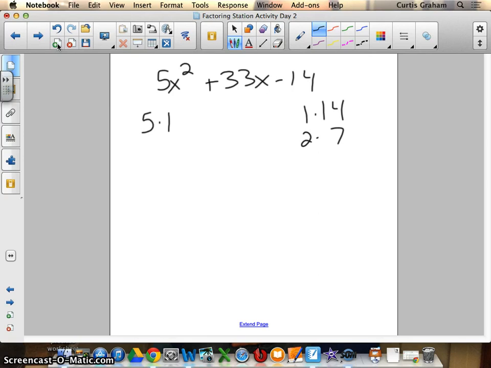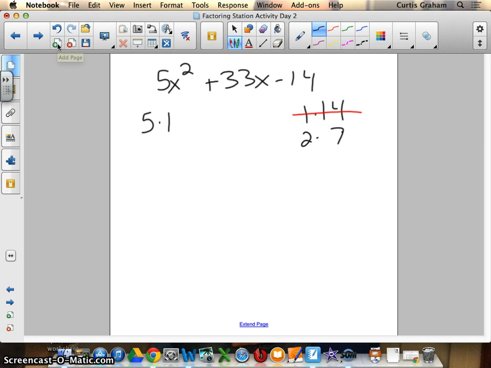Let's try 5 times 1 is 5. 1 times 14 is 14. 1 and 14 is 14. 5 and 1 is 5. 14 and 5, does that give you 33? Nope. So that one doesn't work. Let's try the next one. 5 times 2 is 10. 1 times 7 is 7. 10 and 7, does that give you 33? Nope.